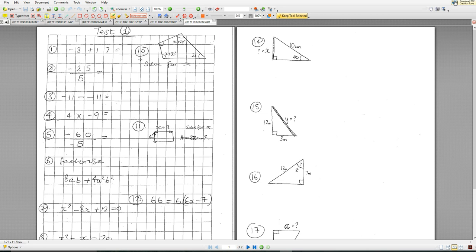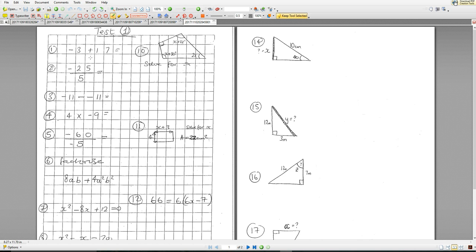Test number one. We're looking at revision work on negative numbers, factorizing, forming and solving equations, and some trigonometry plus a bit of Pythagoras. So this is one of the homeworks I gave to one of my students. So let's have a look how we would answer these questions.